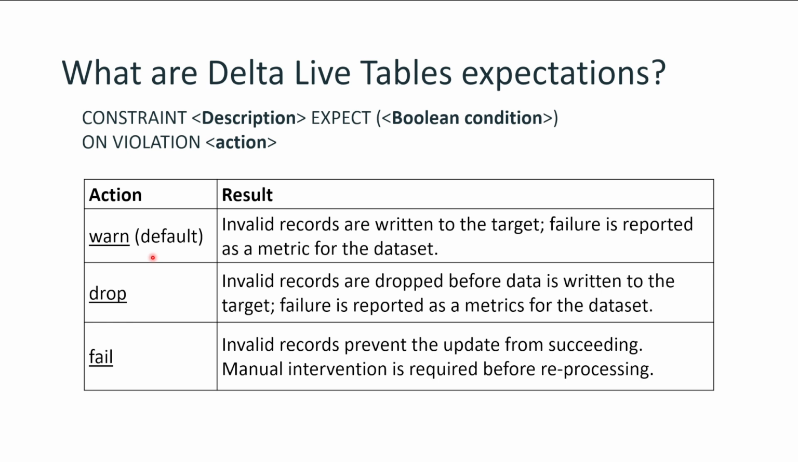Warning is the default type of action, in which invalid records are written to the target. Failure is reported as a metric for the dataset. In case of drop, invalid records are dropped before data is written to the target. Failure is reported as metrics for the dataset. In case of fail action, invalid records prevent the update from succeeding, so the pipeline will fail. Manual intervention is required before reprocessing.